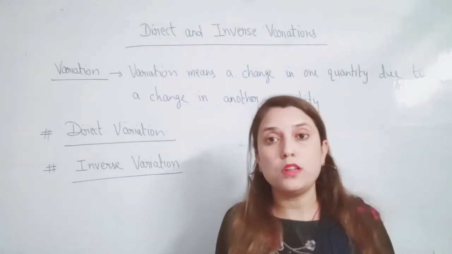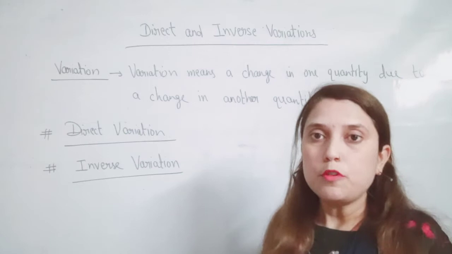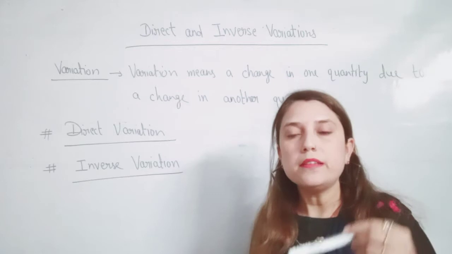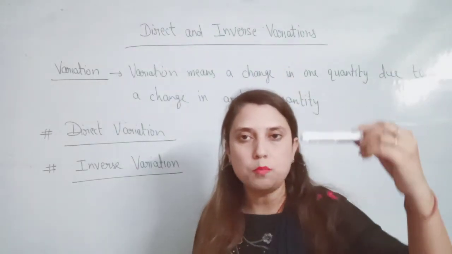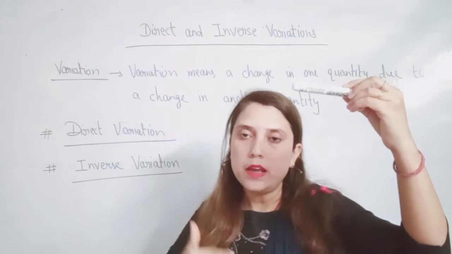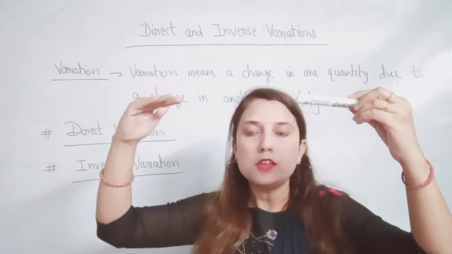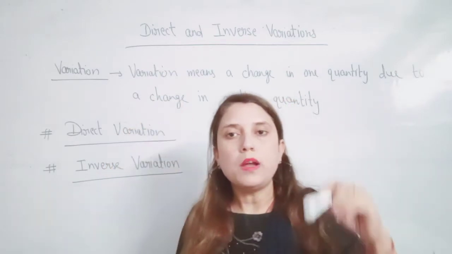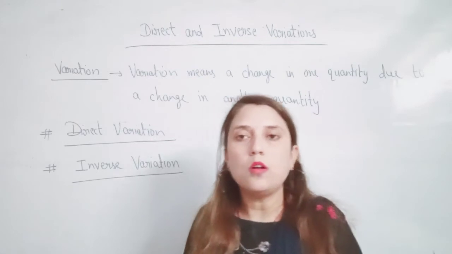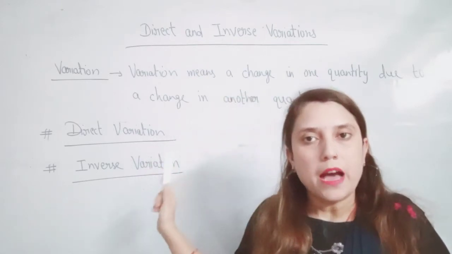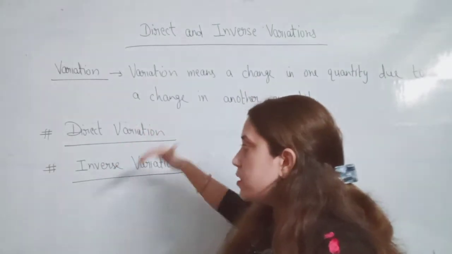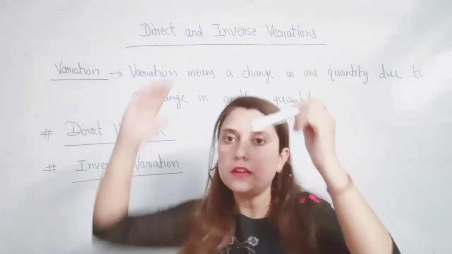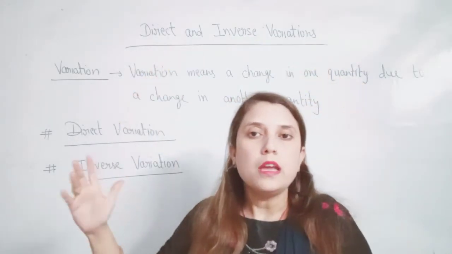So let's understand what is the direct variation. Suppose we are having two quantities x and y. If one quantity, suppose x, is increasing and y is also increasing, this is the direct variation. If one quantity is increased and the other quantity is also increased, it is called direct variation. And what is the inverse variation? Suppose one quantity is increasing and the other quantity is decreasing, that is called inverse variation.